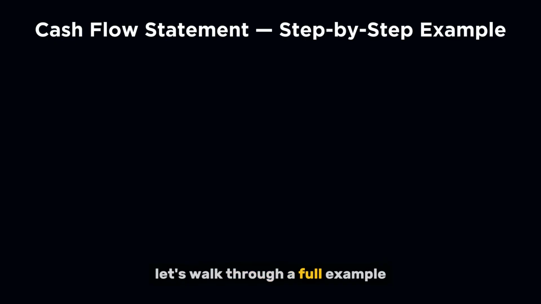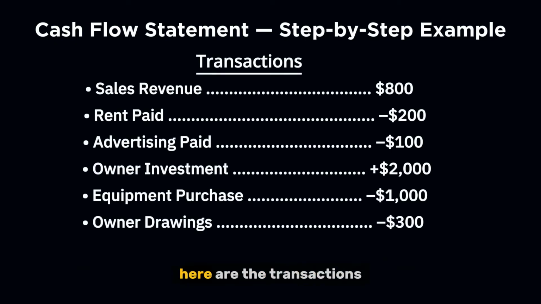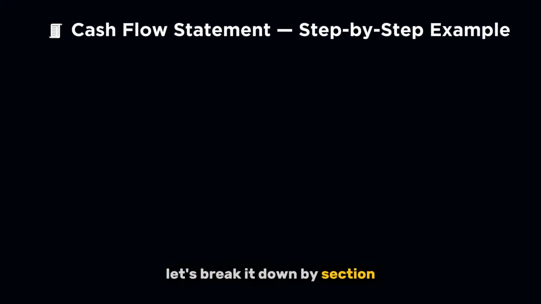Let's walk through a full example using the same numbers we've used in previous videos. Here are the transactions. The business earned $800 from sales. It paid $200 in rent and $100 for advertising. The owner invested $2,000 into the business. The business bought equipment for $1,000, and the owner took $300 as a personal drawing. Let's break it down by section.